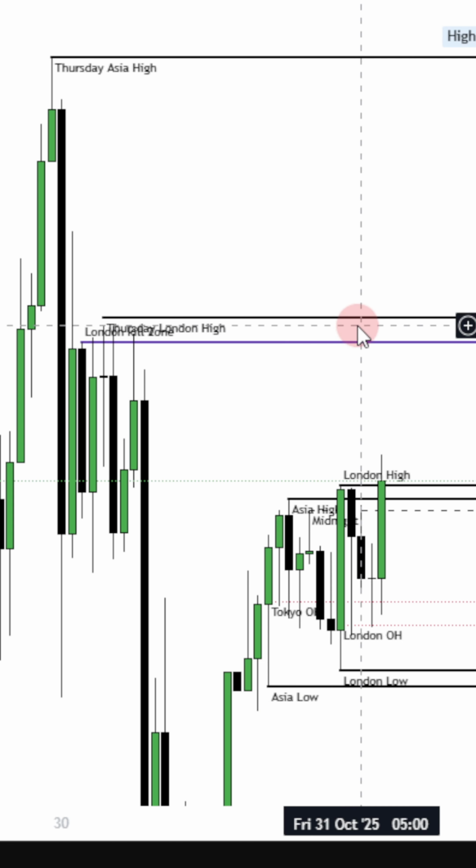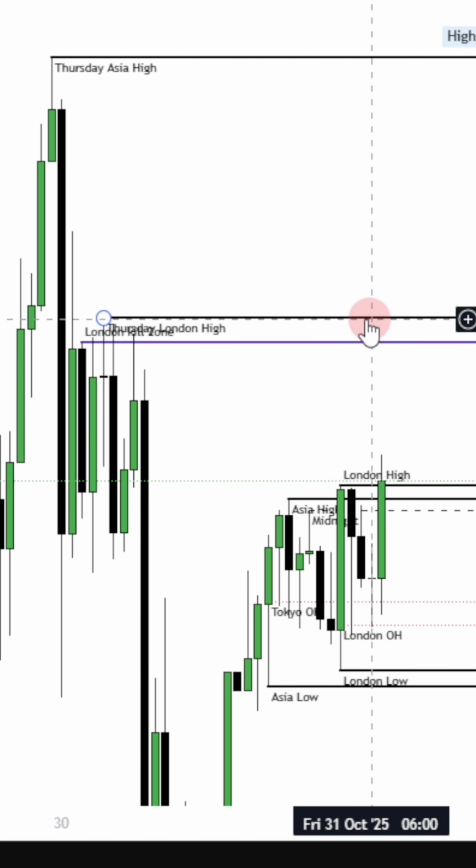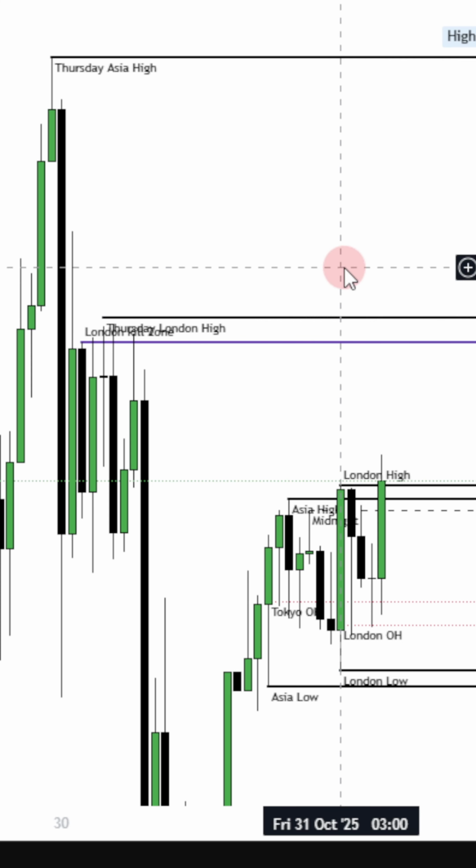Now, I went into Friday looking for shorts into the new week opening gap. However, I didn't want to short right here because of the liquidity that was sitting above these areas.